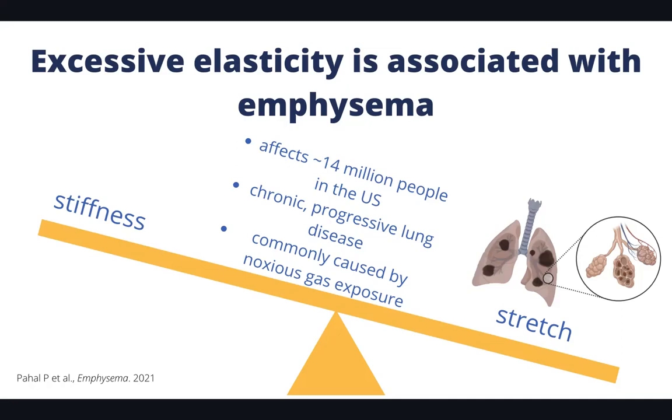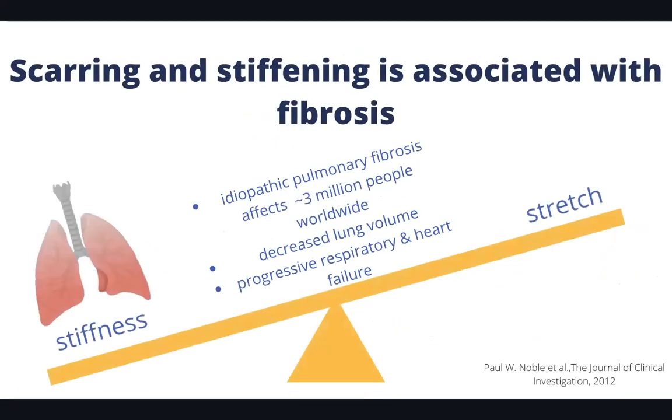Conversely, you don't really want your lungs to be overly stiff. Scarring and stiffening that can be caused by repetitive pneumonia or even COVID-19 can lead to a disease known as fibrosis, which eventually leads to decreased lung volume and progressive respiratory and heart failure due to the lack of proper oxygenation. So it's really important for us to understand the mechanical properties of our organs and of our tissues.